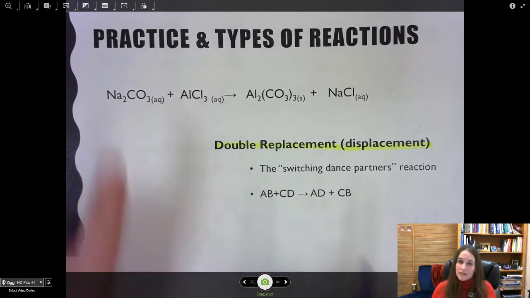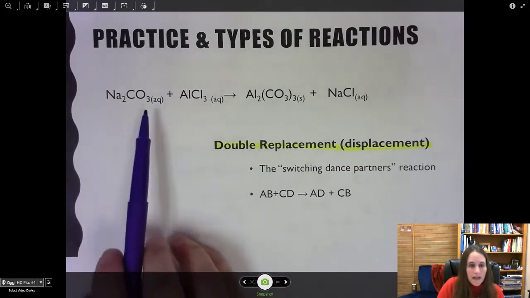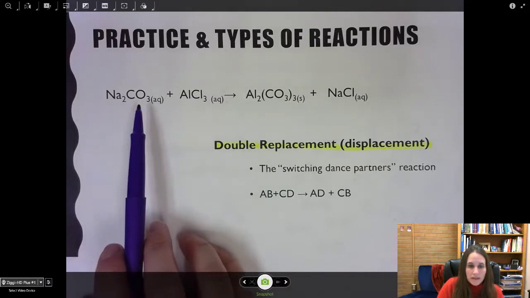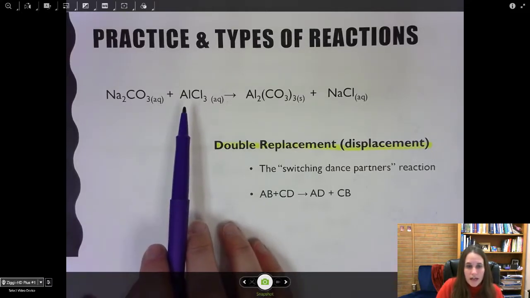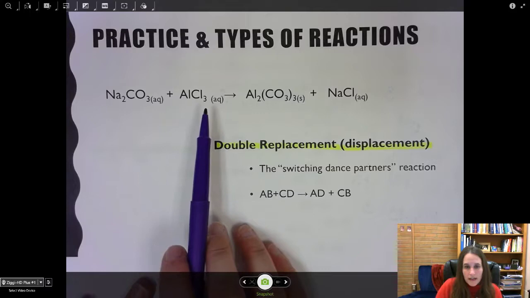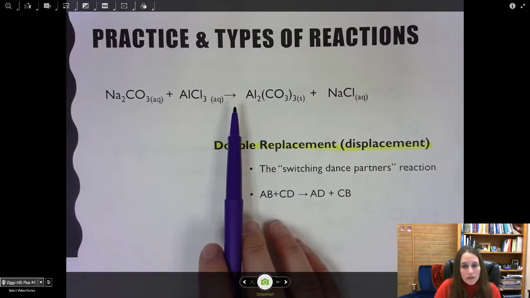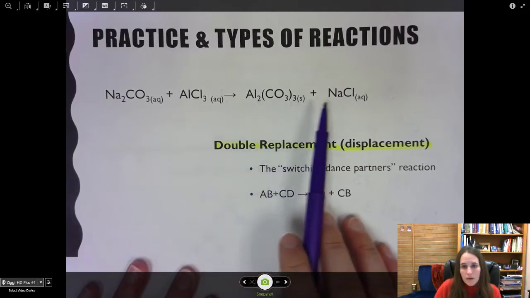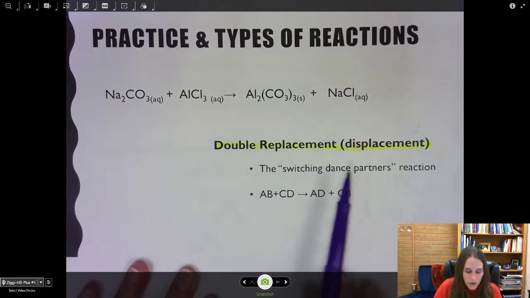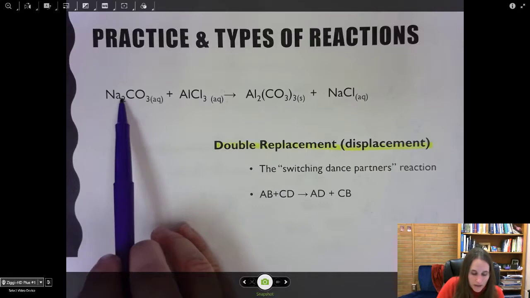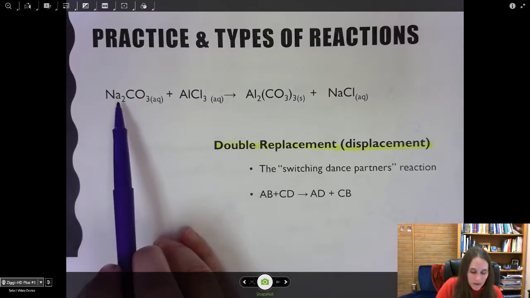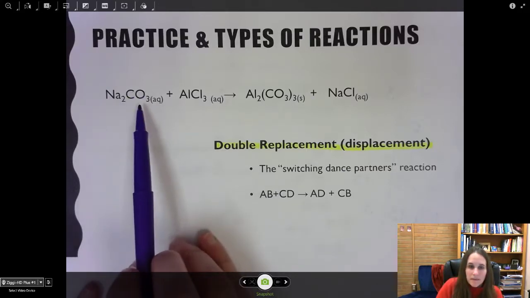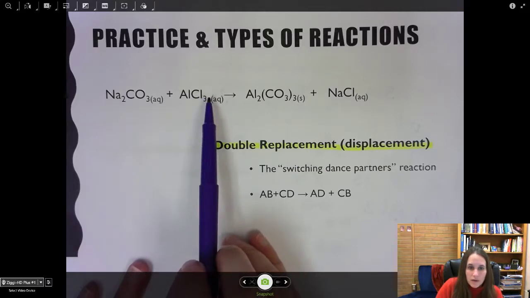If I were going to read this reaction, I would read it: aqueous sodium carbonate reacts with aqueous aluminum chloride to yield or create aluminum carbonate plus aqueous sodium chloride. So when you look here, if you want to think of it in terms of dance partners, sodium is dancing with carbonate, and aluminum is dancing with chloride.